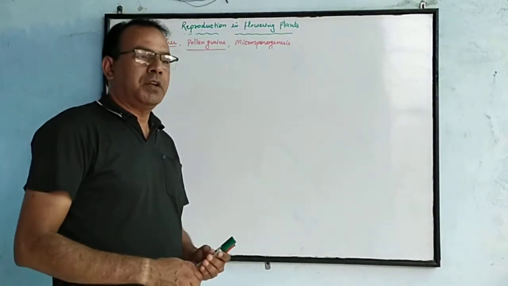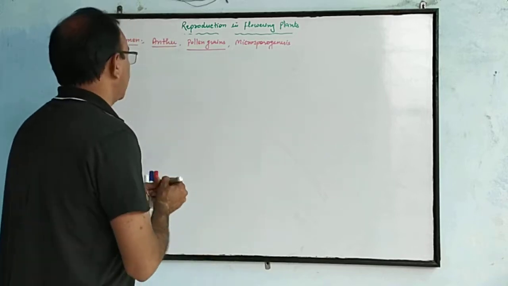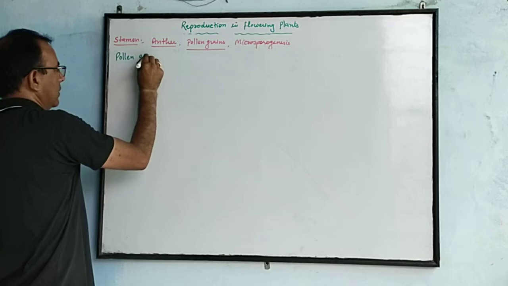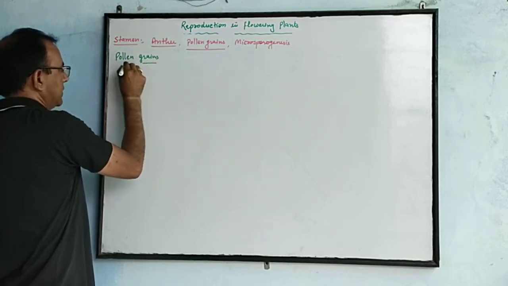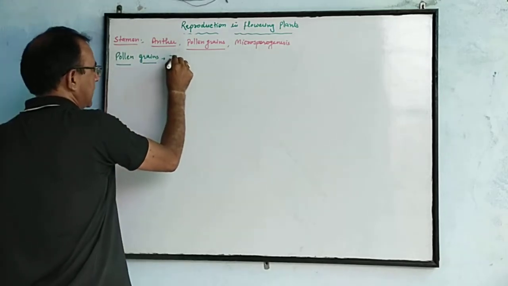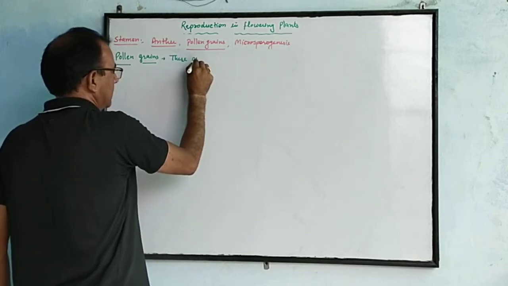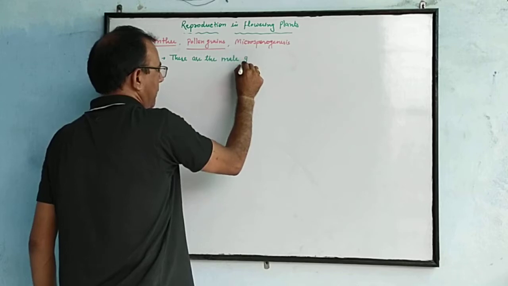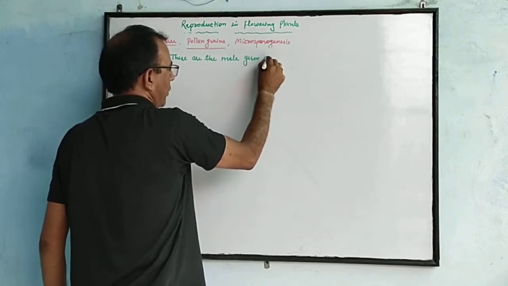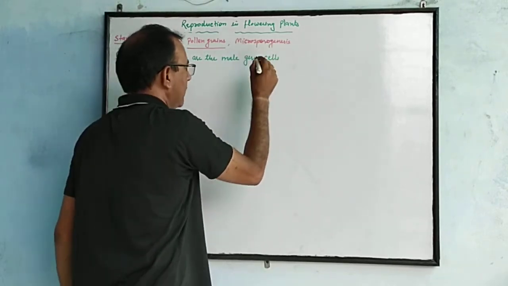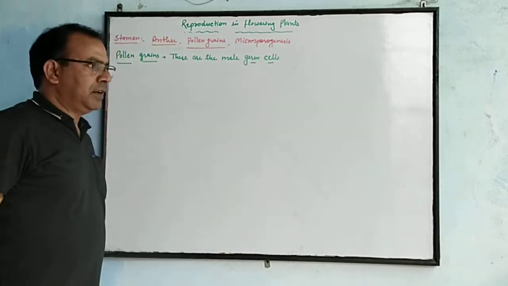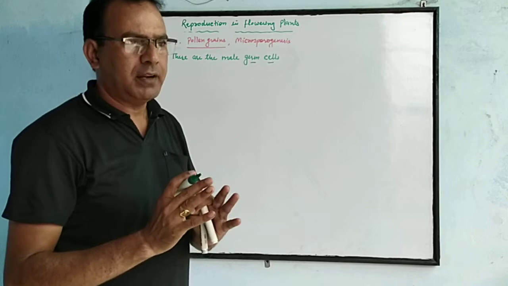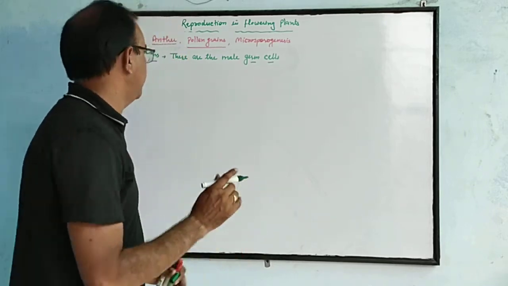Hello students, in this part we will discuss pollen grains. Pollen grains are also known as male germ cells. A pollen grain is covered with two protective layers known as sporoderm.